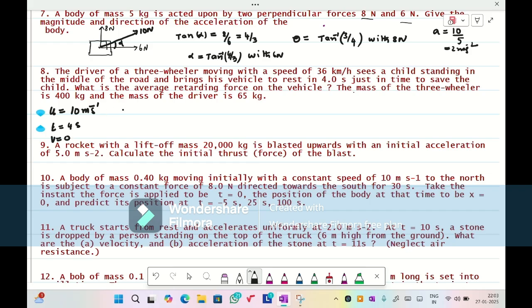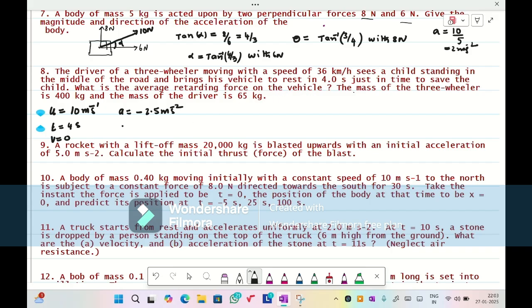So immediately a I can find out. A is equal to minus, since v is equal to 0, stopping. Therefore, minus 10 by 4, that equals 2.5 meter per second squared. 10 by 4 means 2.5, correct. Just in time to save the child. What is the average retarding force on the vehicle?